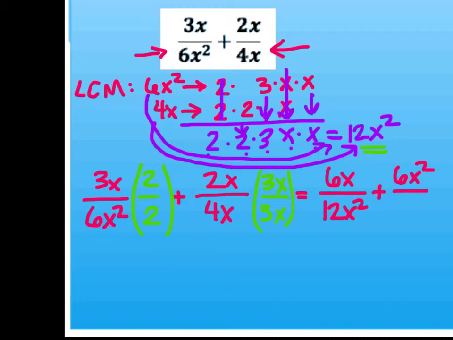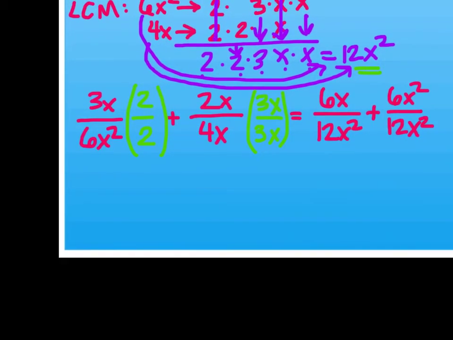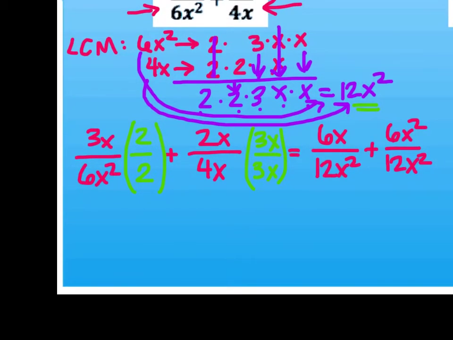And then we have 4x times 3x, which is 12x squared. Now we just need to put everything together into one final rational expression so we can play around with this. We have 6x over 6x squared, or 12x squared plus 6x squared over 12x squared. So we can rewrite this as 6x plus 6x squared over a common denominator of 12x squared.